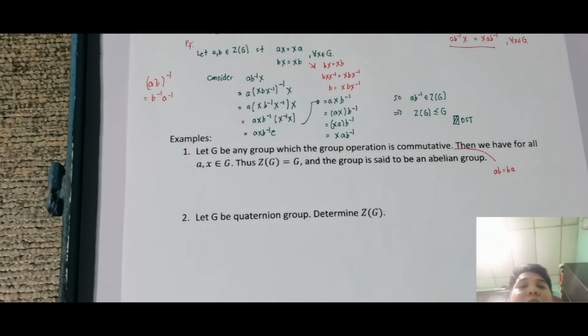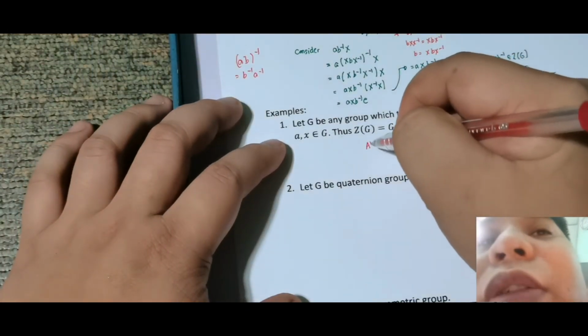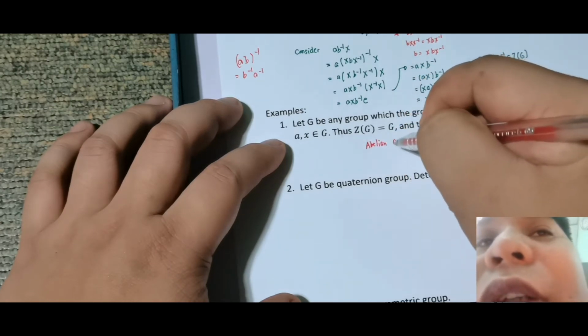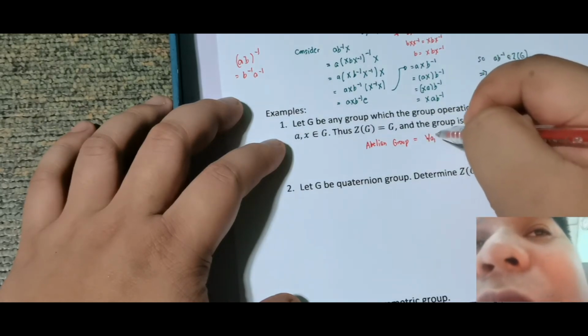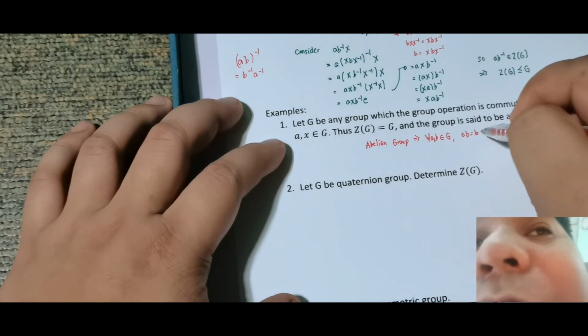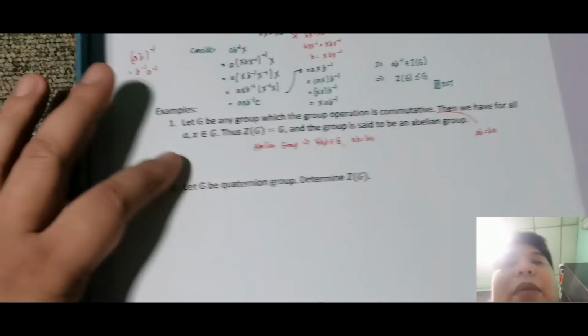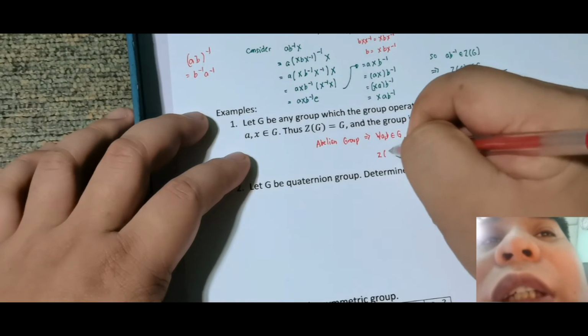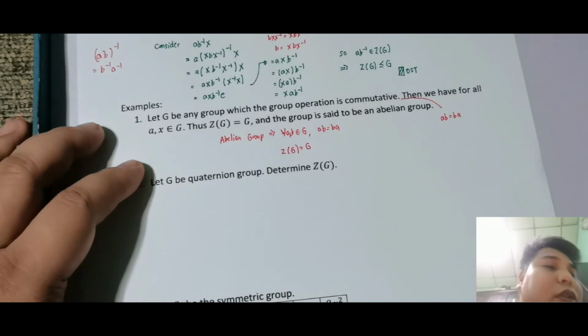Again, pag lahat ng element, o pag yung operation is commutative, na kung saan yung AB is equal to BA, sa lahat ng element, C of G is equal to G. Okay? So, meaning, abelian group. So, paano natin didefine yung abelian group? So, abelian group, okay, so ito yung group na kung saan for all A and B element of G, we have AB is equal to BA. So, abelian group yan. Pag alam mo na siya ay abelian group, automatic na yung C of G is equal to G.